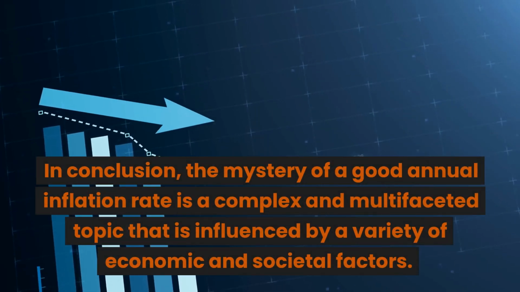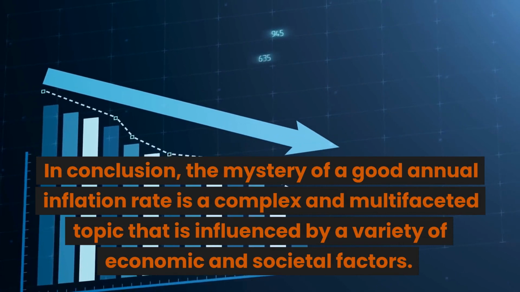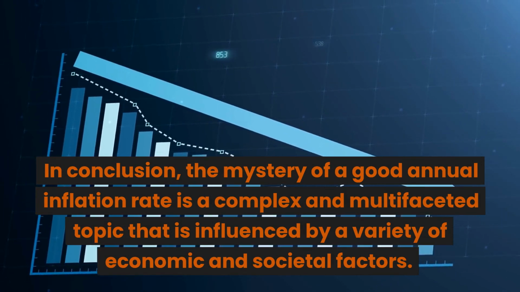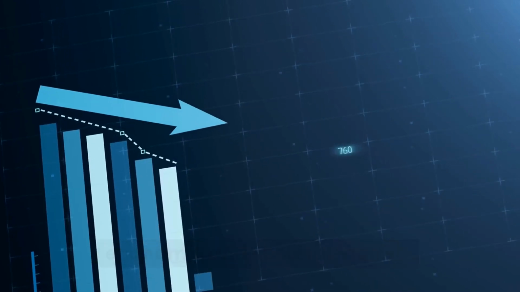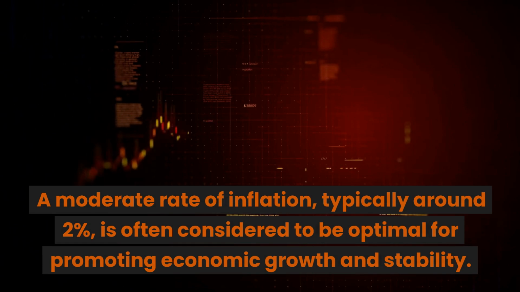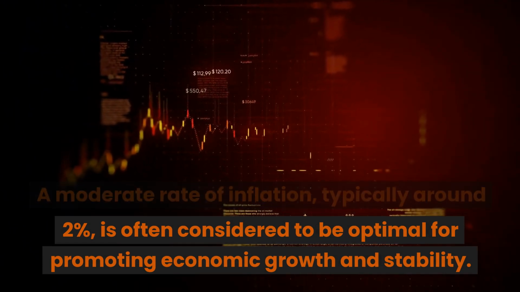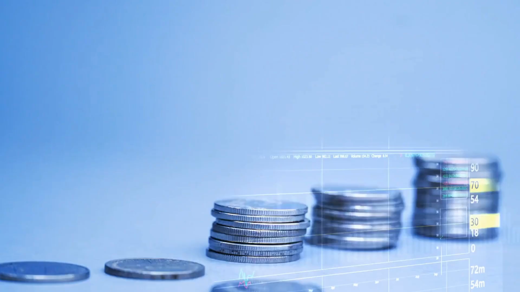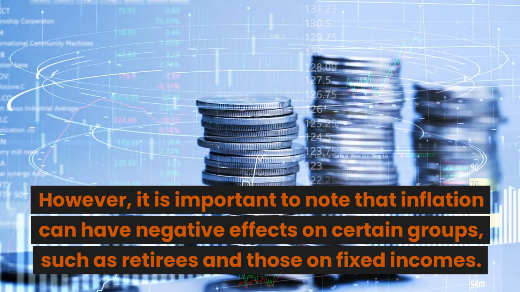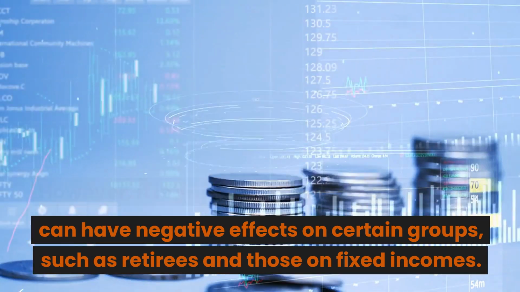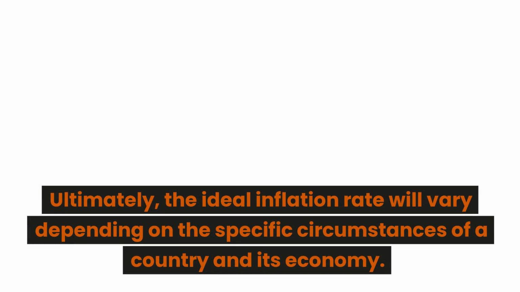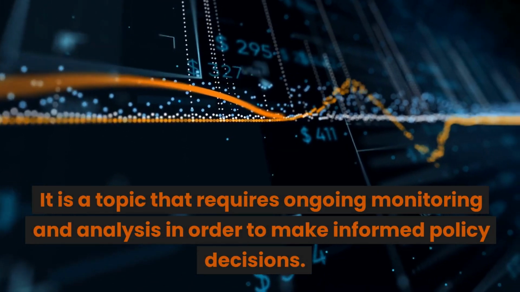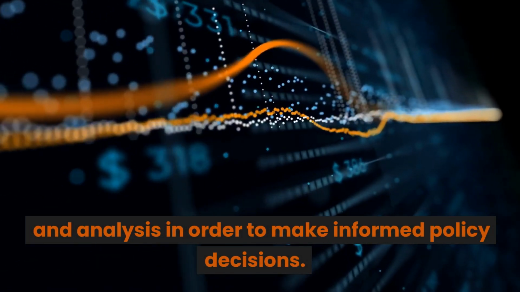In conclusion, the mystery of a good annual inflation rate is a complex and multifaceted topic that is influenced by a variety of economic and societal factors. A moderate rate of inflation, typically around 2%, is often considered to be optimal for promoting economic growth and stability. However, it is important to note that inflation can have negative effects on certain groups, such as retirees and those on fixed incomes. Ultimately, the ideal inflation rate will vary depending on the specific circumstances of a country and its economy. It is a topic that requires ongoing monitoring and analysis in order to make informed policy decisions.